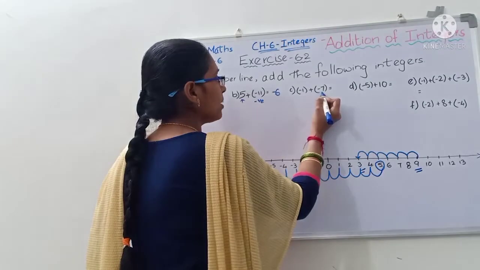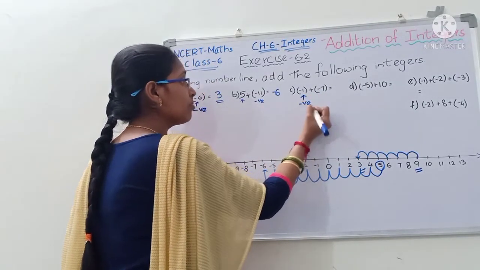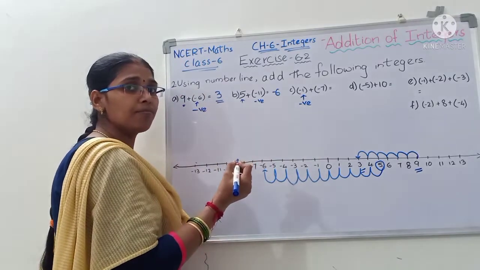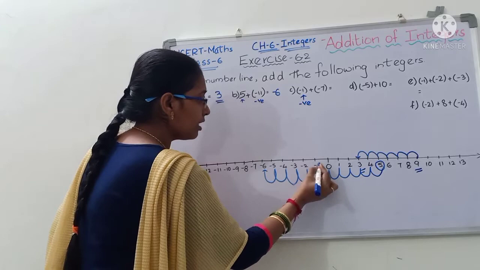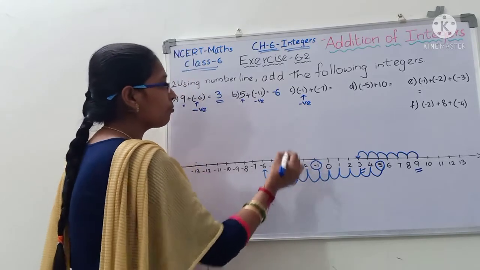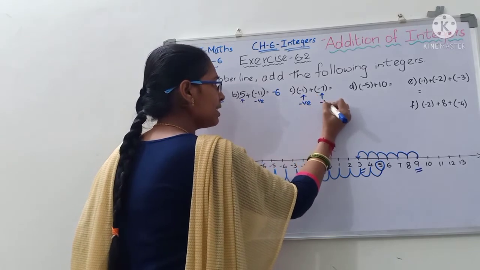Next, minus 1 plus minus 7. What is the first number, children? Minus 1. It is a negative number. Where will a negative number be on the number line? Yes, it will be left side of 0. Here, minus 1 is present. I should add minus 7. Minus 7 is a negative number.